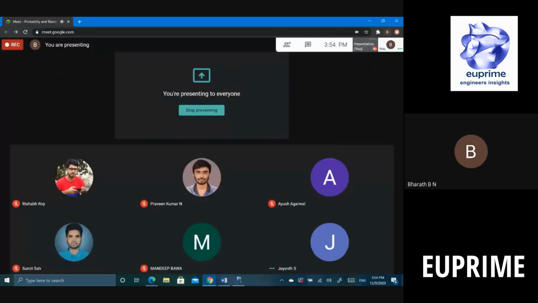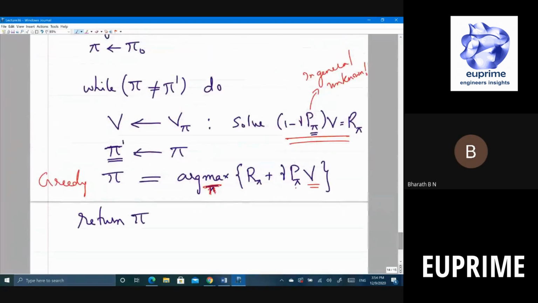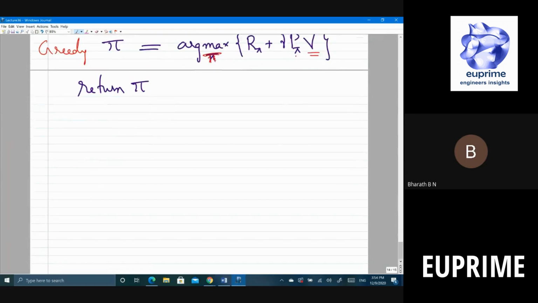Yes, sir, pi not equal to pi dash, what does it mean, sir? It means actions, no? Pi is a policy, right? What do you mean by policy? It's a map from state to action. It's a function. Whenever the function pi is not equal to the function pi dash, you continue. That's what it means.